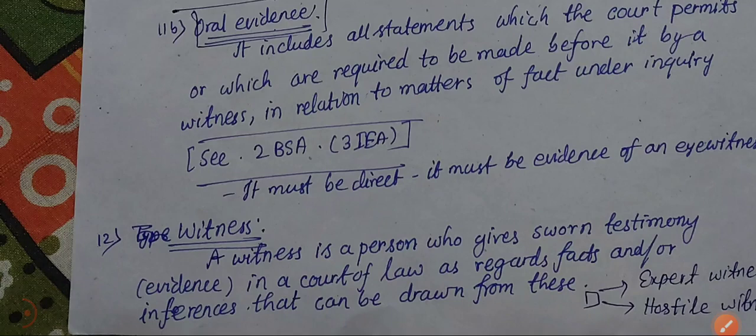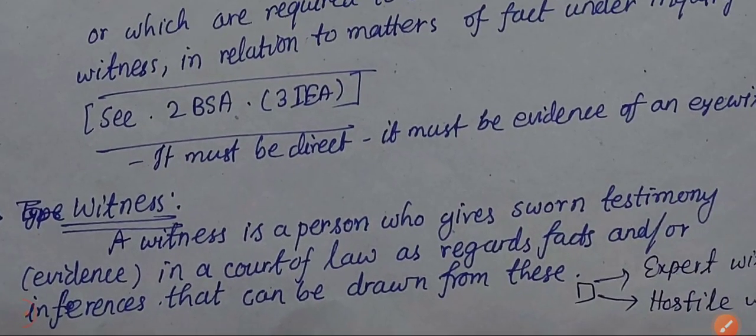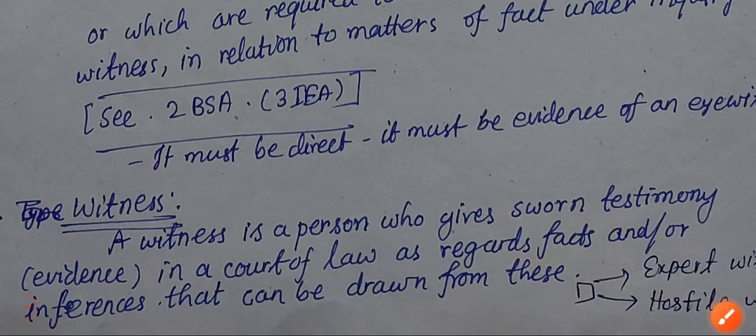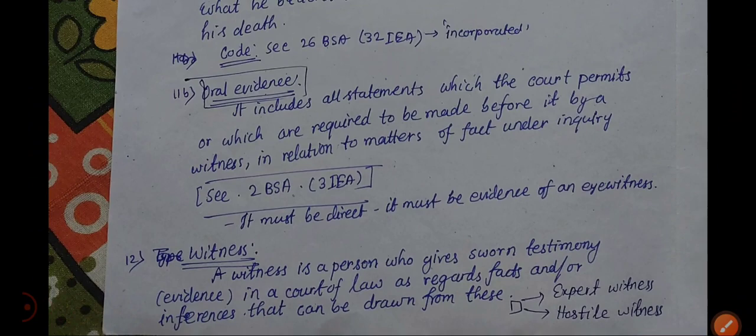So comes the witness. What is a witness? A witness is a person who gives sworn testimony or evidence in court of law as regards facts and or inferences that he can draw from them. An eyewitness is a person who observed the case or the crime, solemnly declares in front of the court, and presents his views and knowledge about the case. So he is a witness.